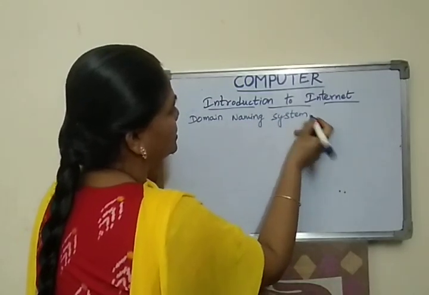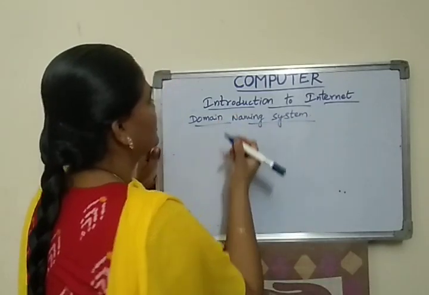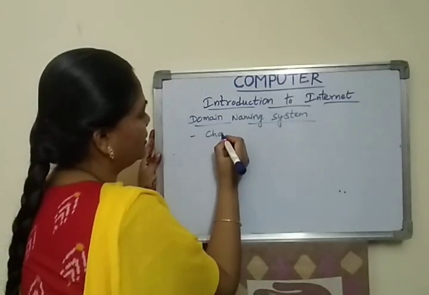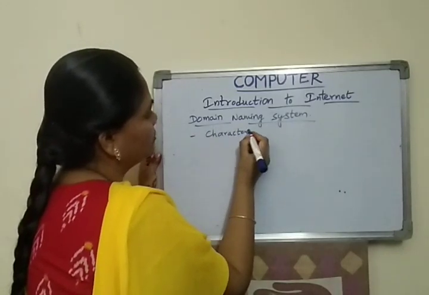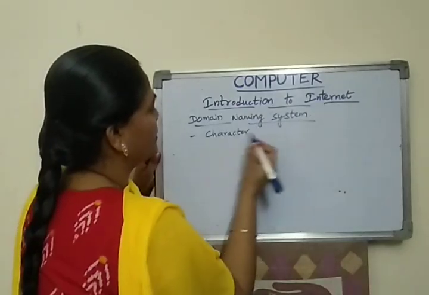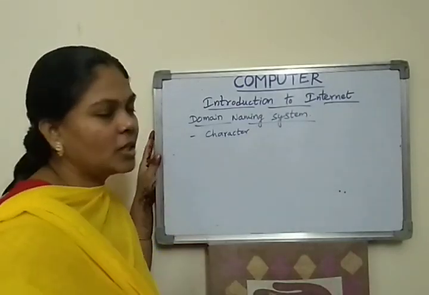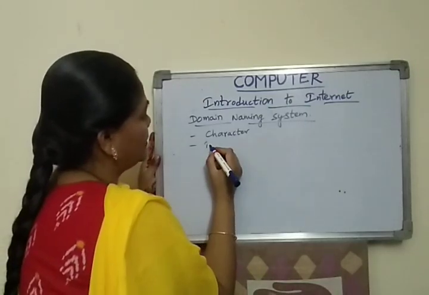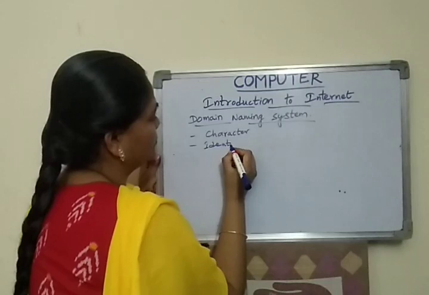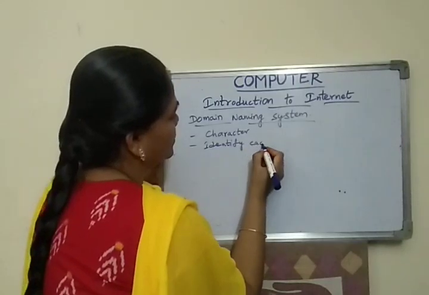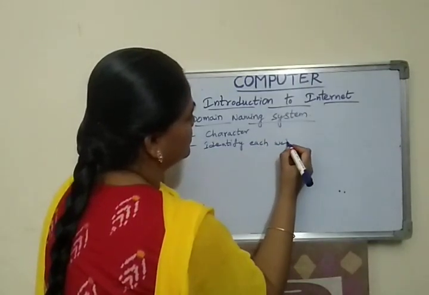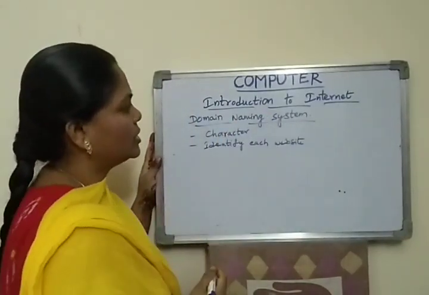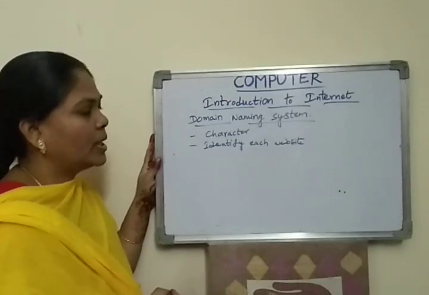Why is this domain naming given? To identify each website. The domain naming service uses a character name. So using characters, this name is given, and it is used to identify each website. How? That we will see now. How is this domain naming system used, and how is the domain name given?